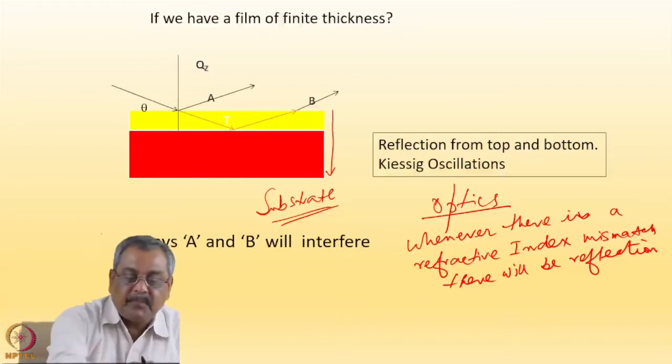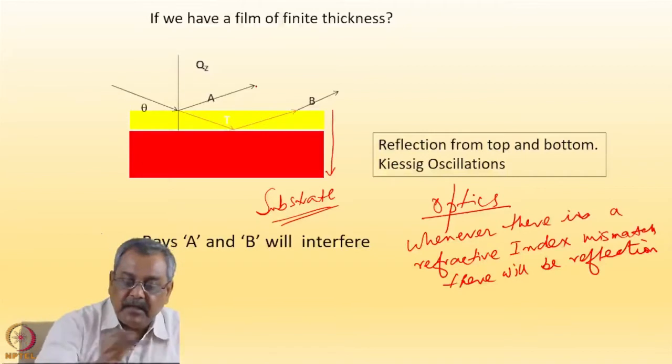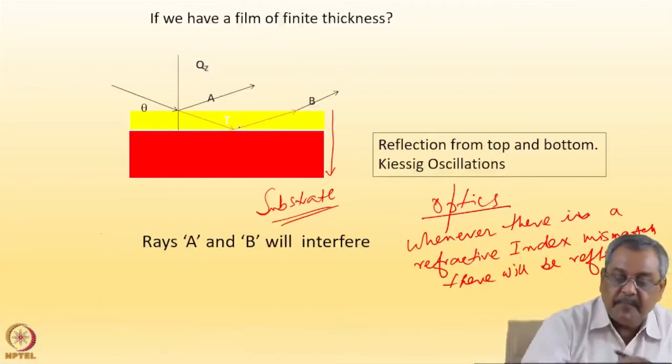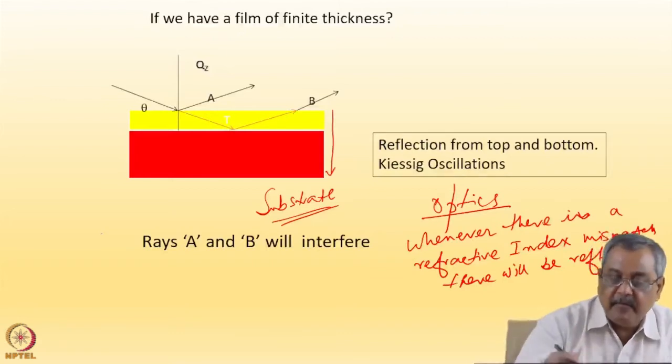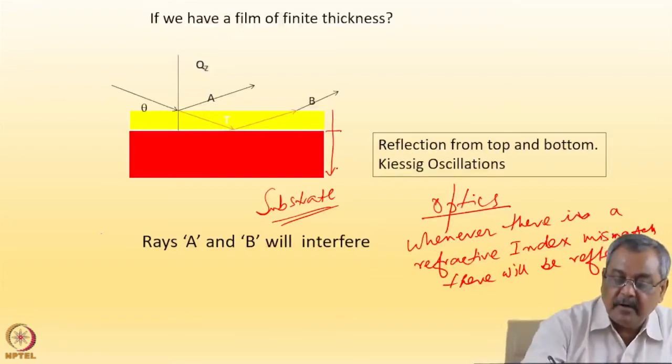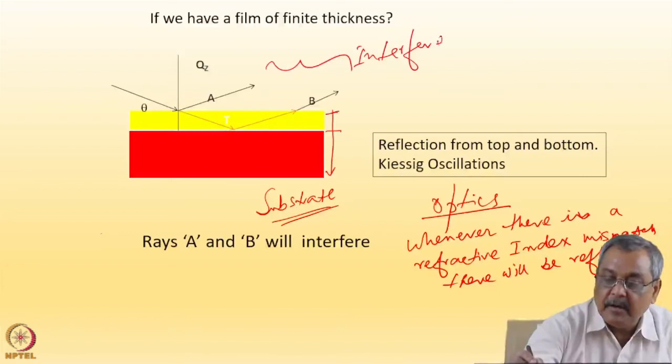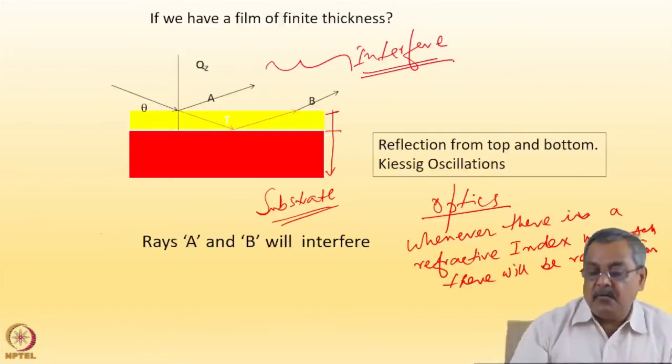So I have an incident beam which partially gets reflected from the surface, and then we have a transmitted beam which gets reflected from the substrate and the film interface here. And I have got one more reflected beam, and these two beams will interfere, and that interference pattern will be stamped on the reflectivity plot.